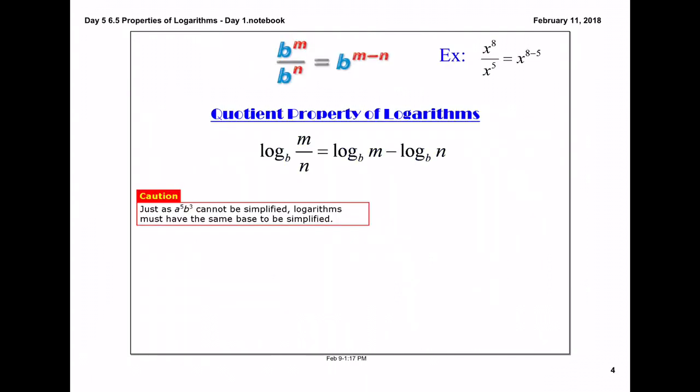If we're looking at this next slide, b to the m power divided by b to the n power is equivalent to b to the m minus n. If you look at the example at the right, you can see x to the 8th over x to the 5th is equivalent to x to the 8 minus 5. This is the definition of the quotient property of logarithms. If you have log with the base b of m over n, you can rewrite that as log with the base b of m minus log with the base b of n. In order to simplify logarithms, they must have the same base.